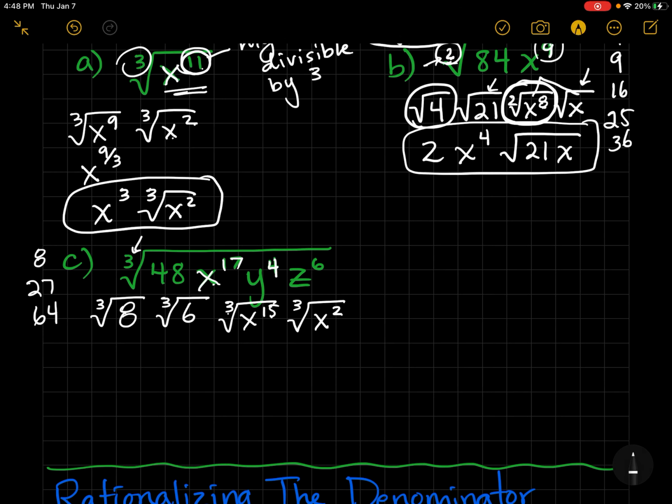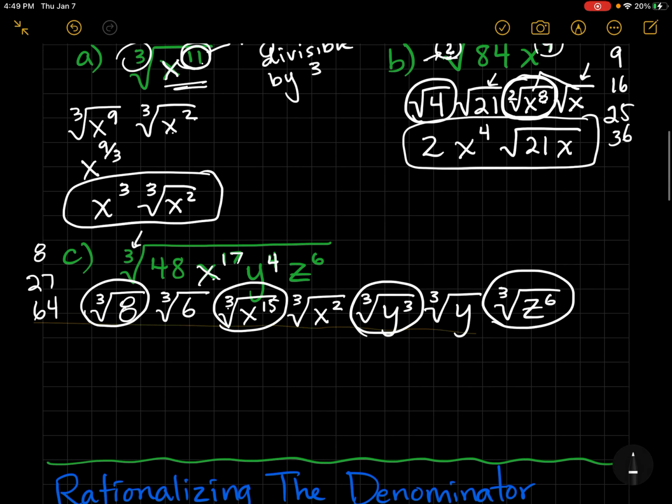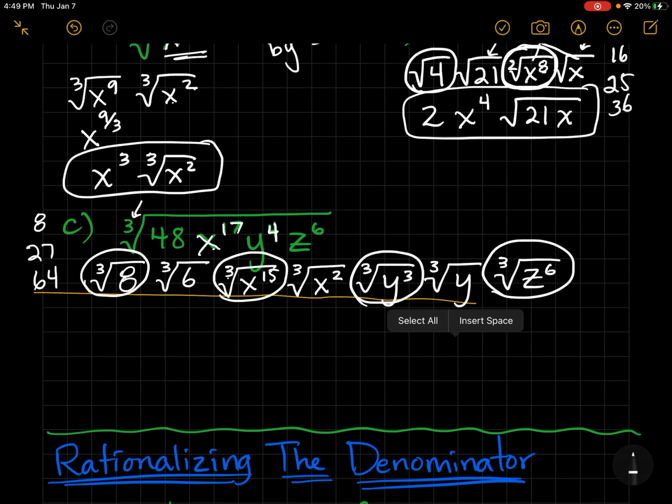Now I'm looking at a 4, so I'm going to split that into y to the 3rd with 1 y left over. And this one's already good because 3 already goes into 6 evenly. So now I've done this in such a way where I've got a lot of perfect cubes, so now I'm going to take the cube root of those perfect parts.